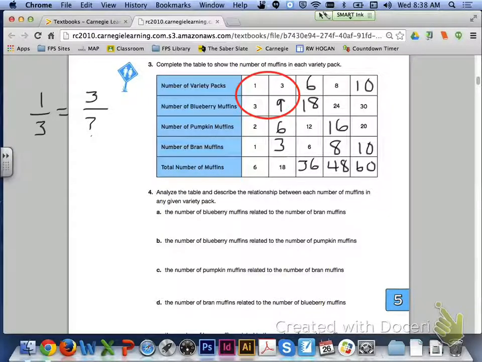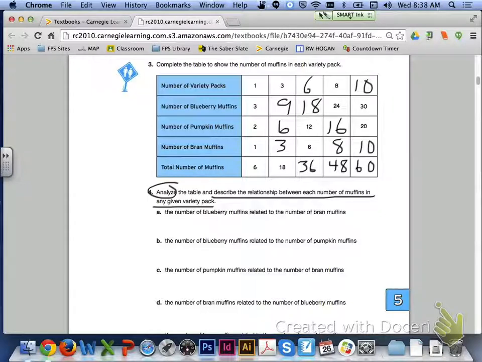Let's take a look at the circled portion of the table. I'm looking at the number of variety packs and the number of blueberry muffins. If I have 1 variety pack and I have 3 blueberry muffins, I'm trying to determine how many blueberry muffins I would have if I had 3 variety packs. You can almost look at this in a similar way as how we look at equivalent fractions. If I have 1/3, that's going to be equal to 3 over what? And my answer, as you can see from filling out the table, is 9.